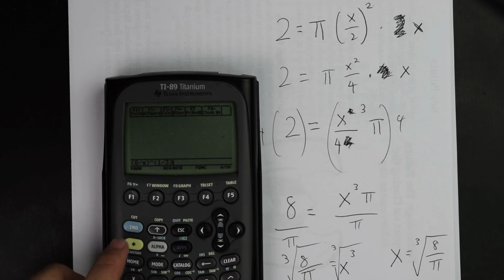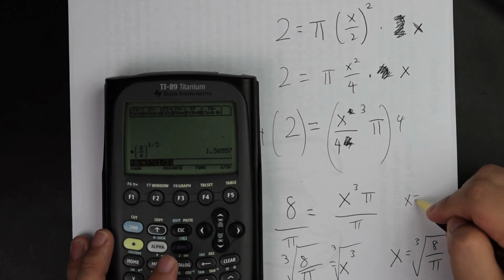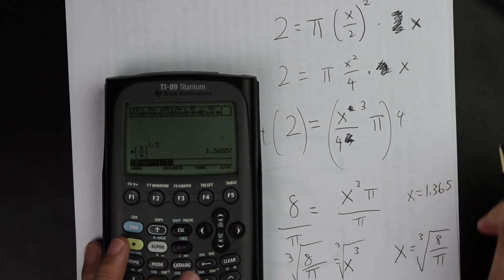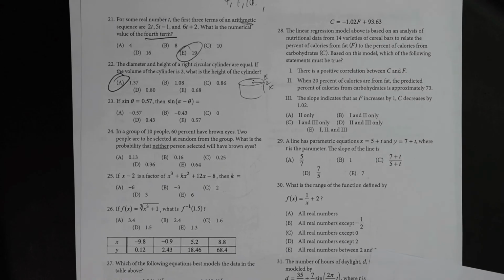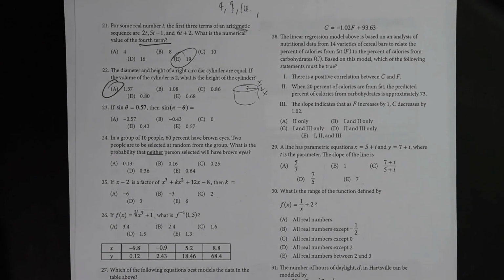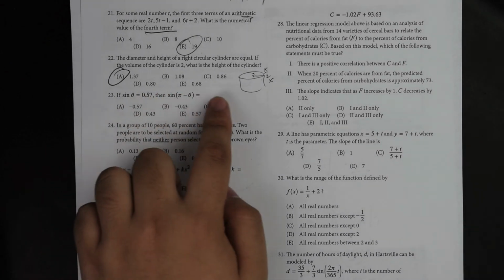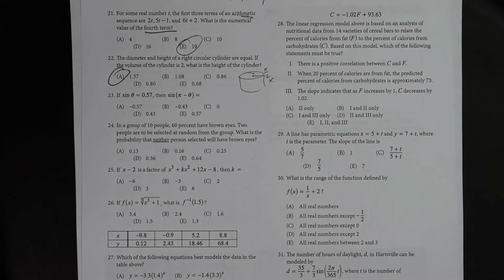And I'm going to push the green button so that I can get a decimal value out, and I'm going to get 1.365. That's what x equals, 1.36, like 5 or 6. And if I look at the question right here, number 22, the answer choices are all rounded to the second decimal place. And thus my final answer for number 22 is going to be A. And that's how I go about doing these sorts of questions.